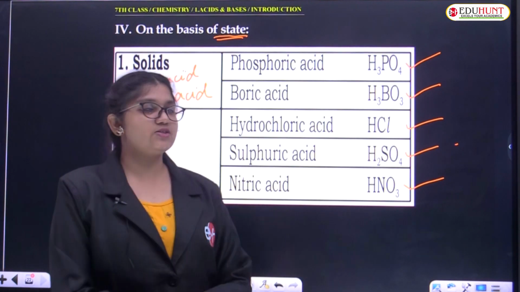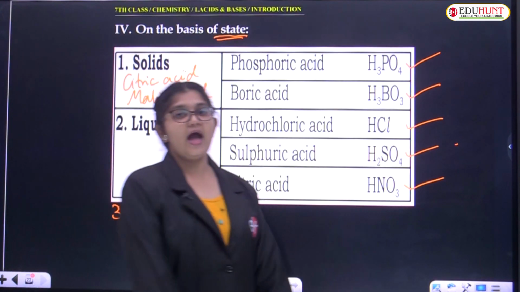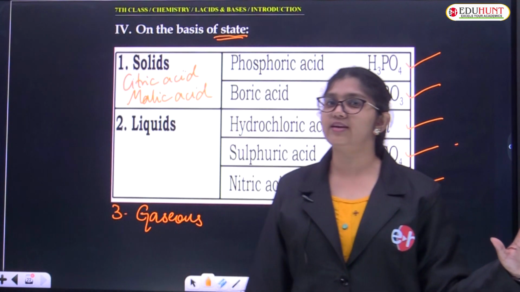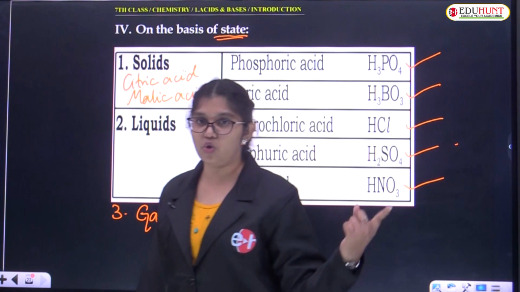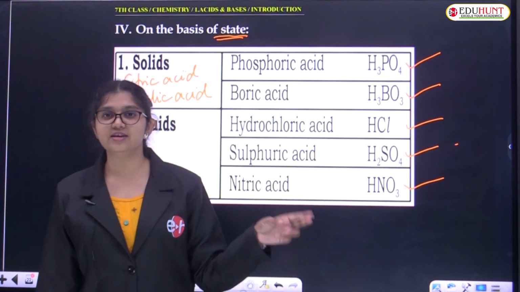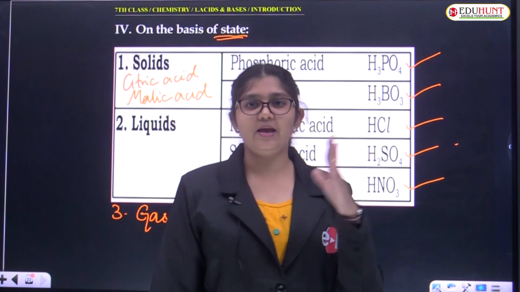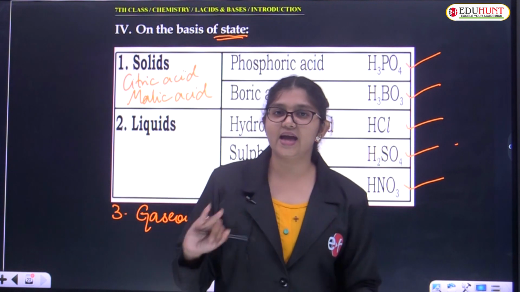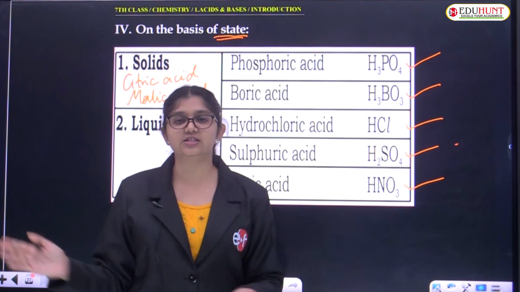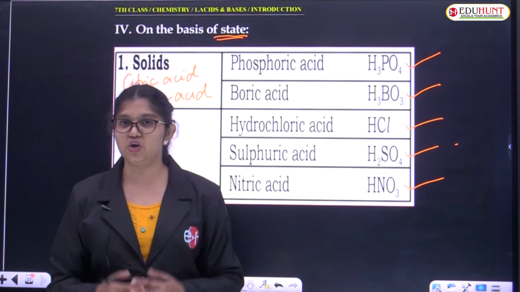Fine, children, this is all about the classification of acids session, and hope you are all clear with the seven classifications. What are they? First is source, molecular composition, strength, concentration, basicity, volatility, and the last one based upon the state. All these are the seven main classifications of acids.